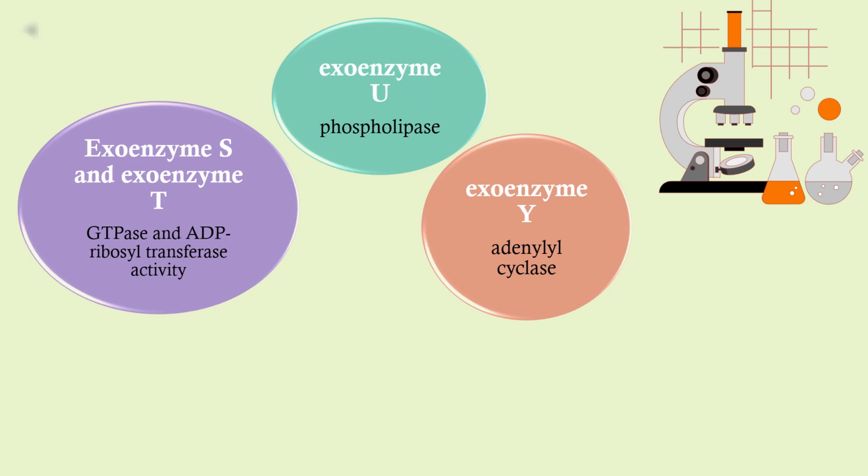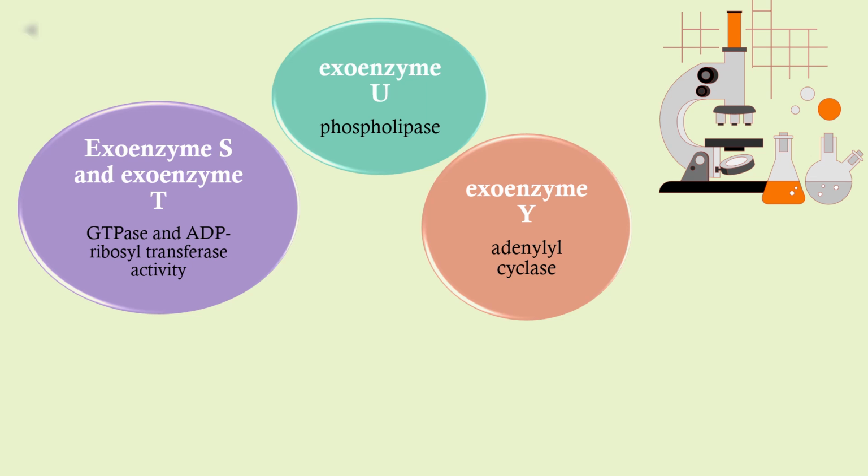This toxin is a phospholipase that acts on phospholipids, which are the major component of cellular membranes. By breaking down these phospholipids, ExoU disrupts the integrity of the host cell membrane, leading to cell lysis and death. And the last toxin is exoenzyme Y.